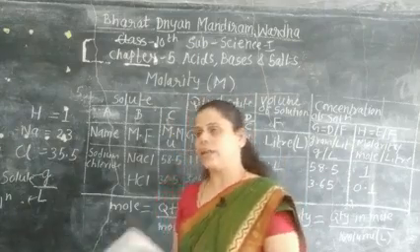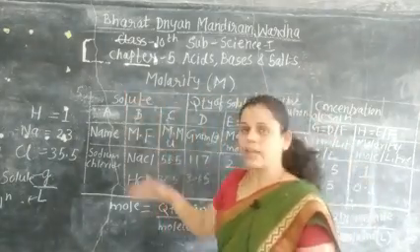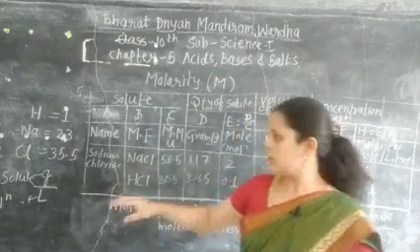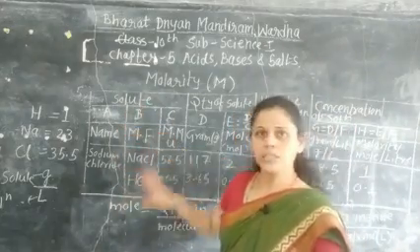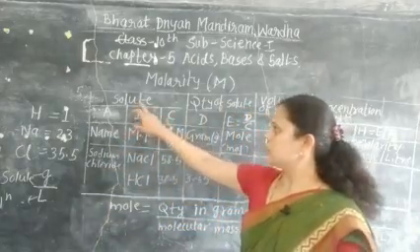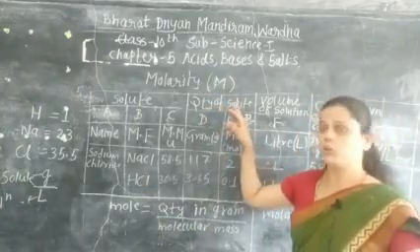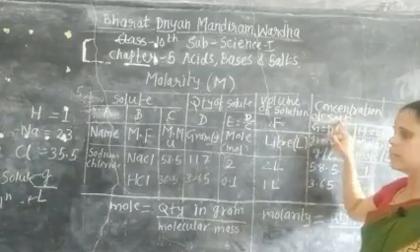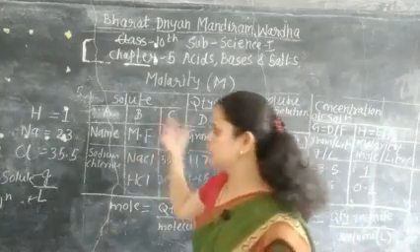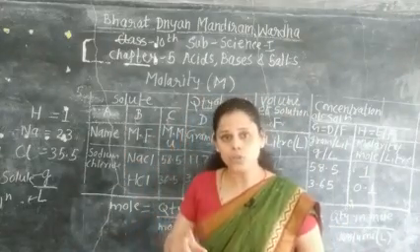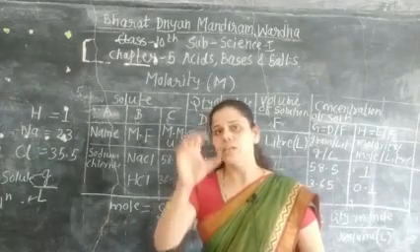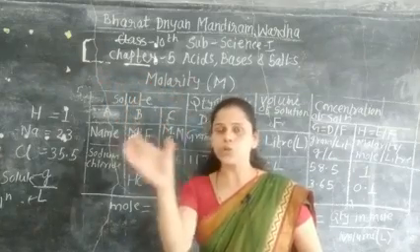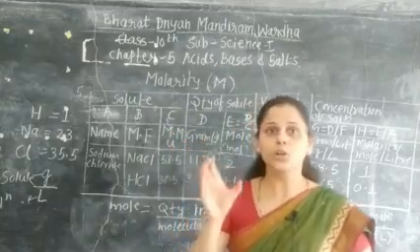Clear? Then on the next page, one table is given. In this table you have to fill in the values. I will explain the first row. The columns are solute, quantity of solute, volume of solution, and concentration of solution. We have to find the concentration of solution, which is the ratio of the quantity of solute to the solution.